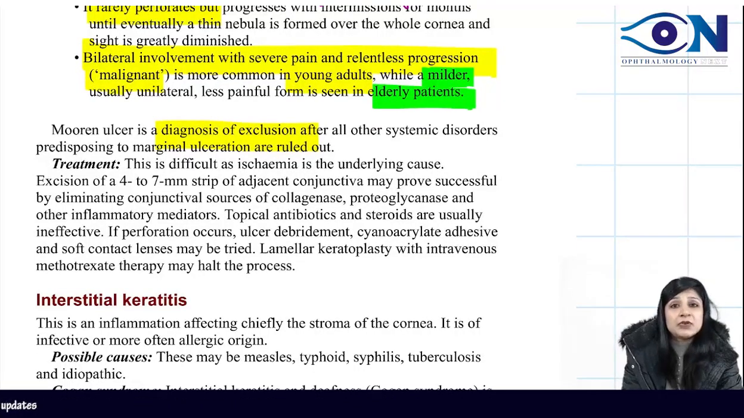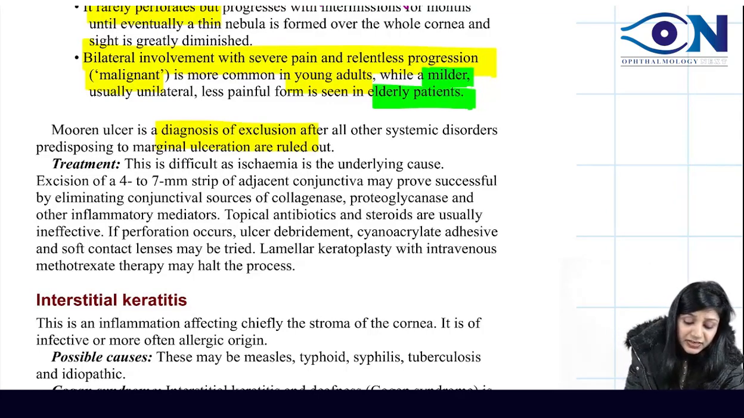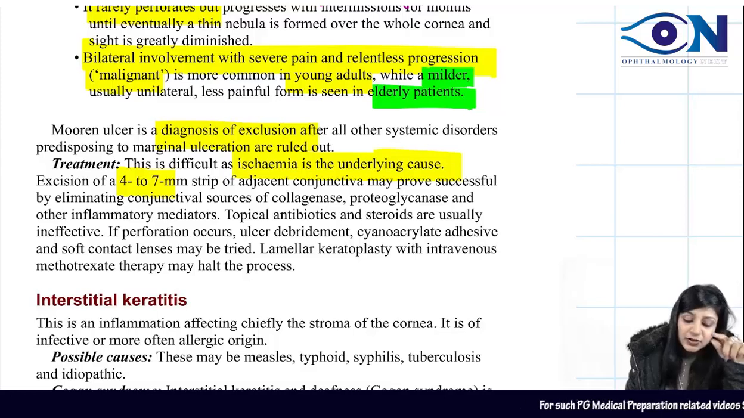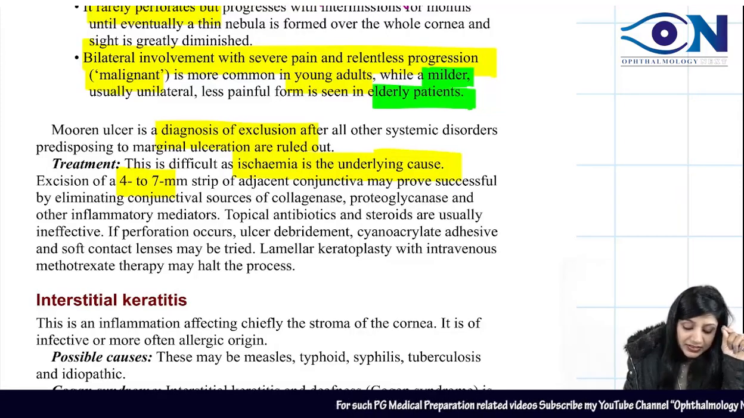Basically you have to go with the diagnosis of exclusion, but most of the time they will say early vascularization, advancing border, overhanging margins, rare perforation, all these things will be there. Treatment is difficult because the main problem is the ischemia. So excision you can do of about 4 to 7 mm so that you are removing that area, right?